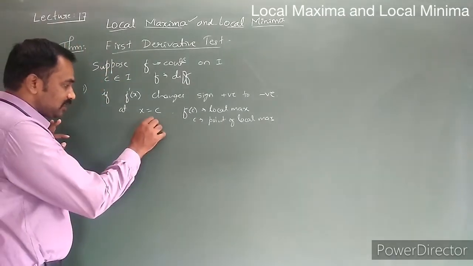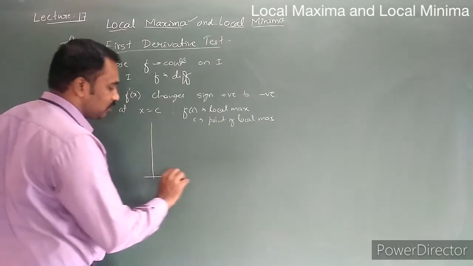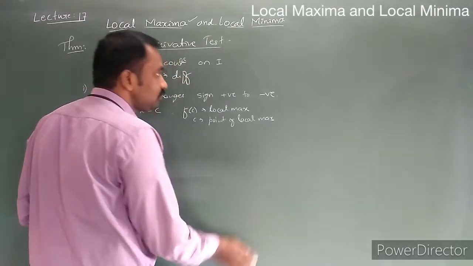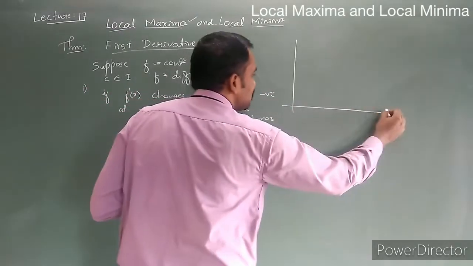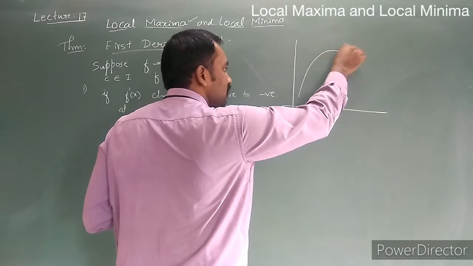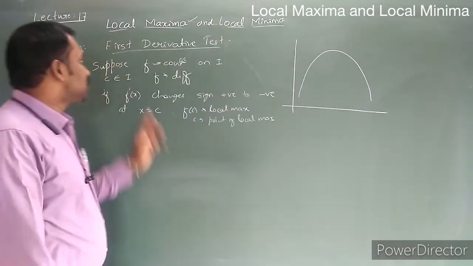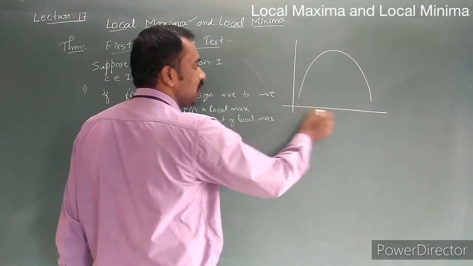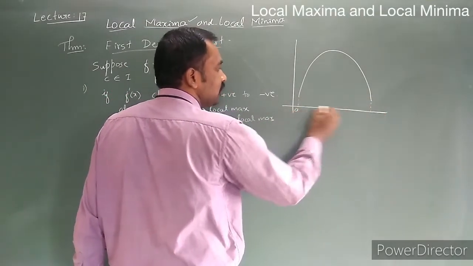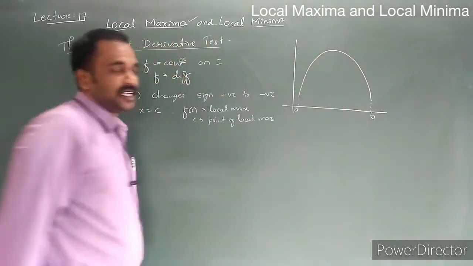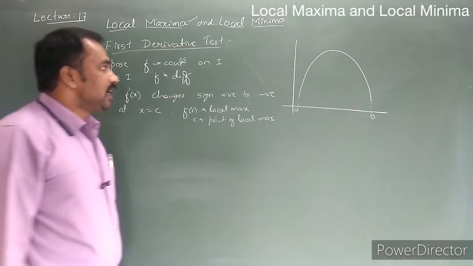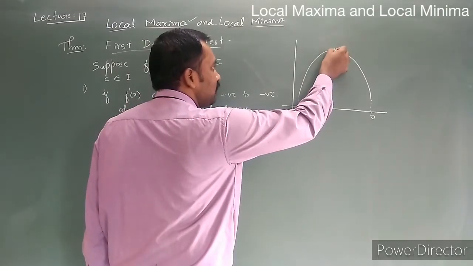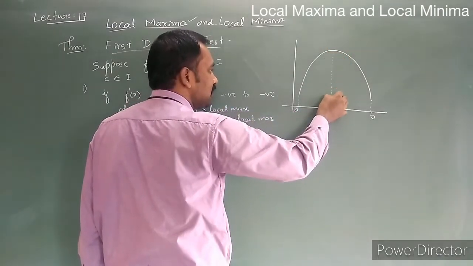How it changes, I will clearly show with a diagram. Suppose the function is y equal to f of x. The given function is continuous on an interval I from a to b. It is continuous as well as differentiable, nothing to worry. Now, what is the critical point? The critical point is where the curve changes its direction.